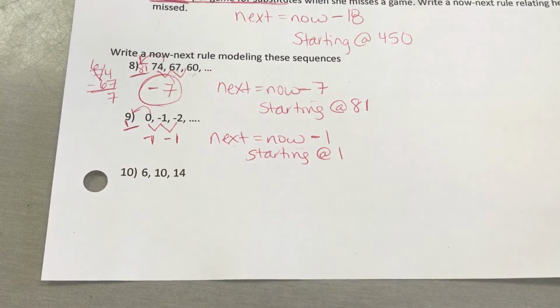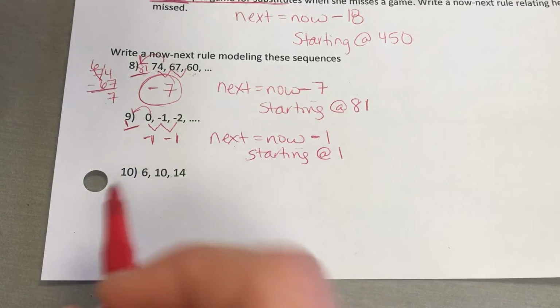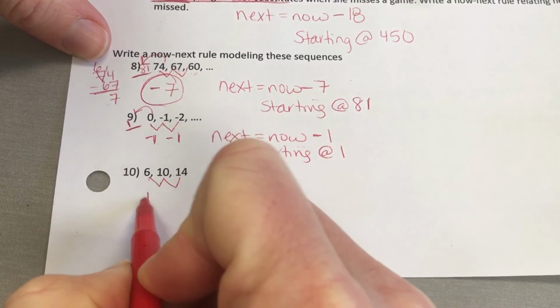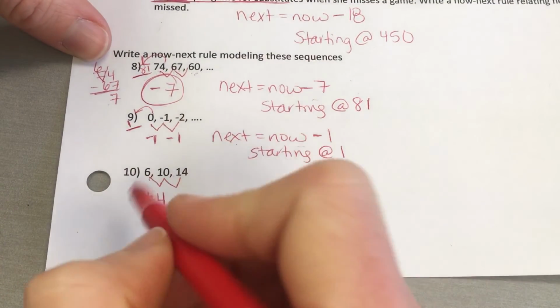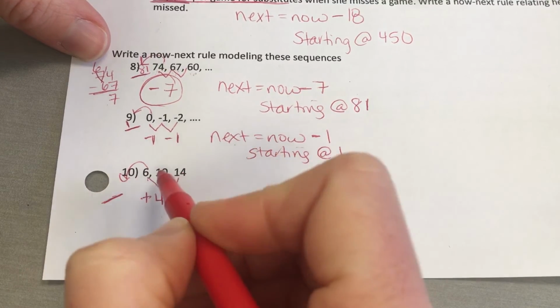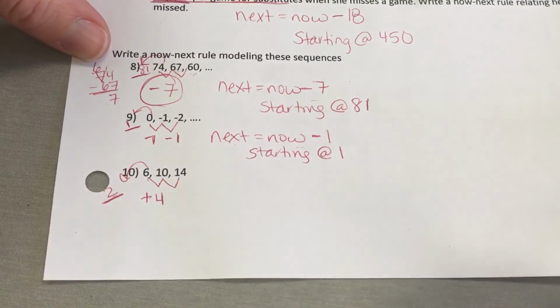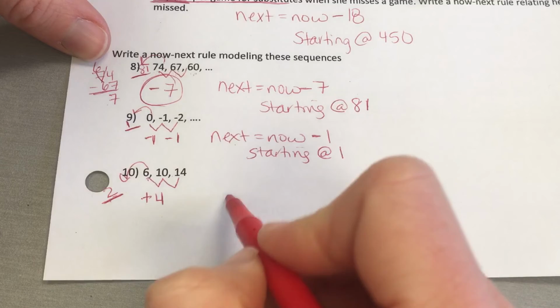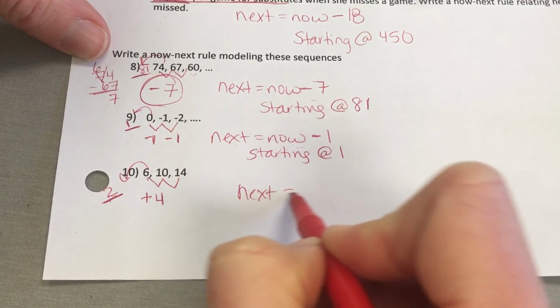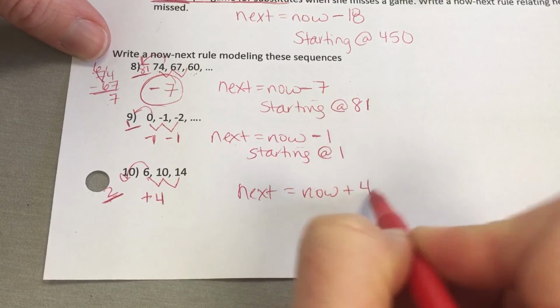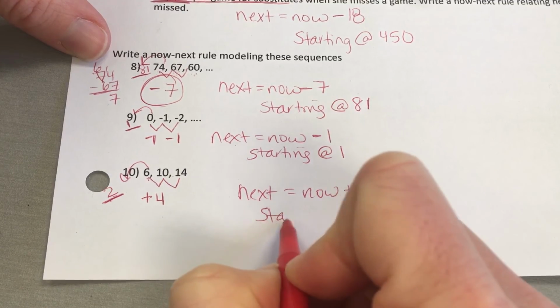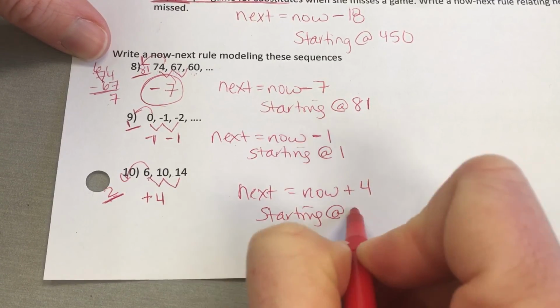Okay, last problem. I encourage you to pause the video, see if you can do this one on your own. So this one is going up 4. My starting amount would have been 2. 2 plus 4 is 6. And so it's next equals now plus 4, starting at 2.